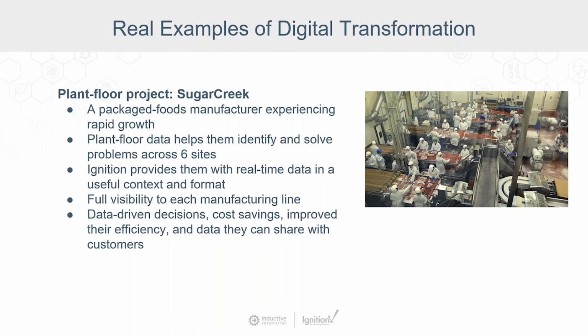For example, SugarCreek needs plant floor data to identify and solve problems across its 6 manufacturing sites. And before Ignition, the information they had was usually a day old, which can be really critical. It was really hard to get real-time data. But Ignition allows them to have information in a usable context and format. It actually gives them full visibility to everything going on at each manufacturing line, and all of this in real time. So this data access actually helps SugarCreek and its managers to make data-driven decisions and save costs and improve their efficiency.